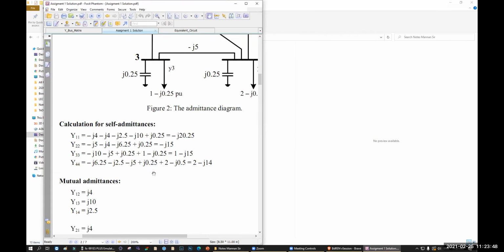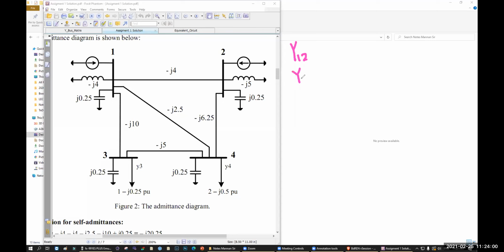What about your shunt admittance, mutual admittance? Mutual admittance means 1, 2, Y 1, 3, Y14. Then you have Y21, Y23, Y24. Remember, I have shown all the things. So 4 of them were self, the others were what? Mutual.